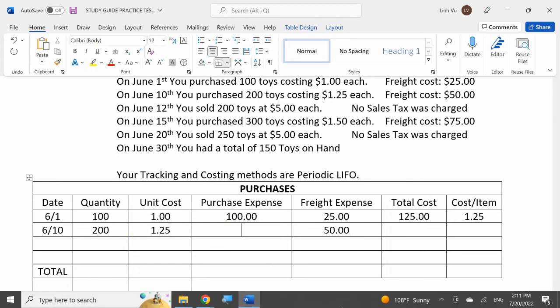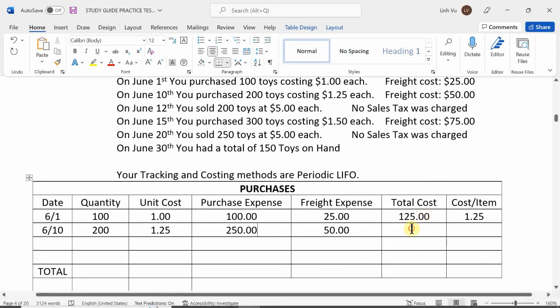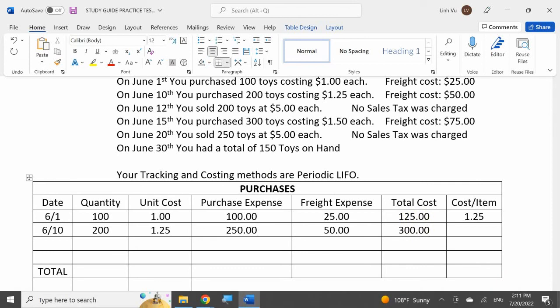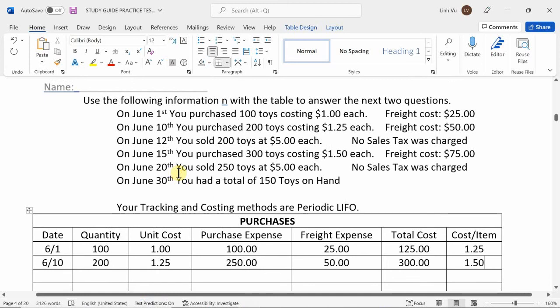So what's my purchase price here? $250, plus 50 gives you a total cost of $300. Which in this case, we need to figure out our cost per item, meaning we take our total cost of $300 and divide it by our 200 units. It's going to cost you $1.50 each. Okay, so then, let's see what happens on June 12th when you sold 200 toys.